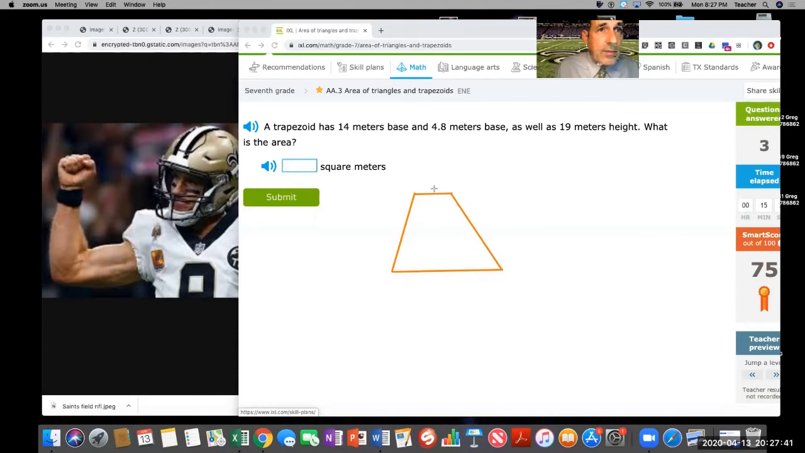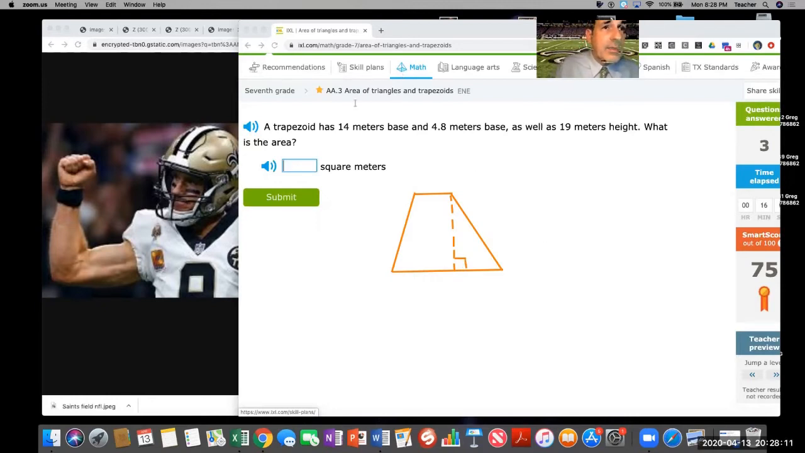Now, I need to make a dotted line to do the height. And if they have that, there's always going to be a right, oops. It's supposed to be able to draw. I don't know why I did that. It's going to be a right angle right there, so I know that that's the height, okay?